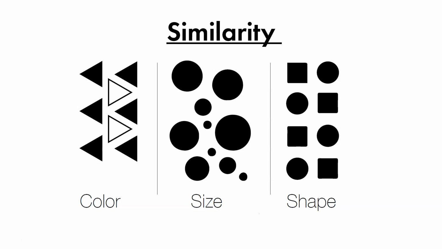In the middle, we have size. Those smaller and bigger circles also appear to be together. On the right-hand side, we have shapes. They appear to make a pattern.